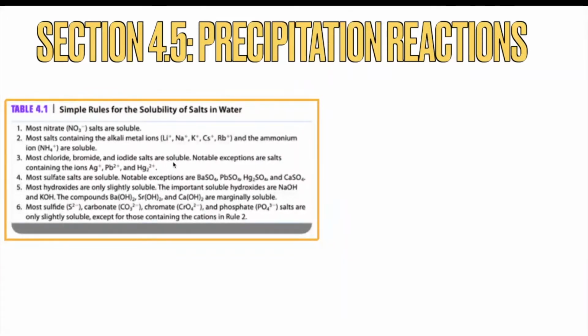Okay, so solubility rules. Here are the solubility rules from table 4.1 in the book. Most nitrate salts are soluble. Most salts containing alkali metal ions like lithium, sodium, potassium, etc., and ammonium are going to be soluble. Most chloride, bromide, and iodide salts are soluble, except for if you mix them with silver, lead, or mercury. Most sulfate salts are soluble with some obvious exceptions.